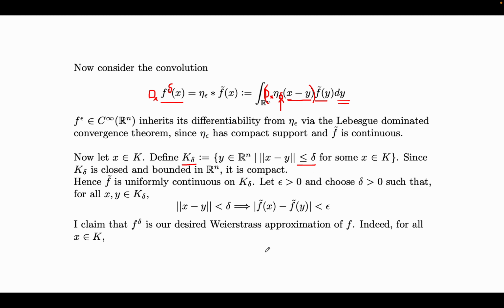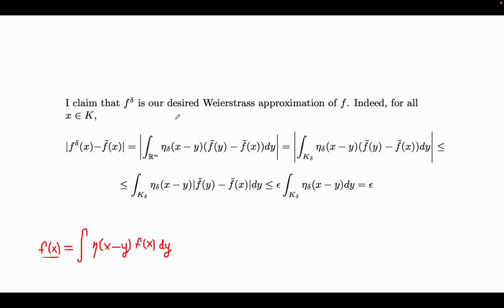Great, this is just the definition of uniform continuity. Now, let's see that if we take f delta to be our desired Weierstrass approximation, then we're going to get that the distance between f delta of x and f tilde of x is going to be less than epsilon. Okay, so let x be in k once again, and let's unpack this left-hand side. The distance between our approximation function and f tilde of x is equal to the integral over Rn of the convolution function eta delta of x minus y multiplied by f tilde of y minus f tilde of x. Now this is kind of a trick being employed here.